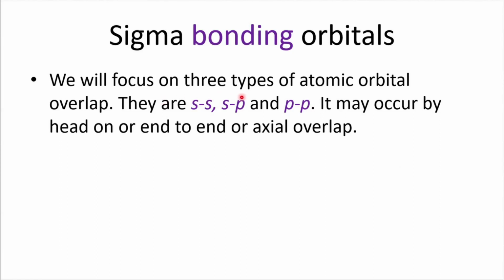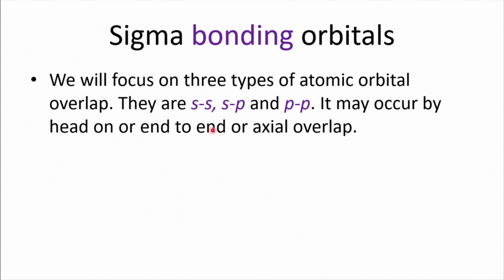We will focus on three types of atomic orbital overlap. They are SS overlap, SP overlap and PP overlap. When we study the overlap of SS, SP and PP orbitals, basically in organic chemistry, especially when we study carbon, carbon has only S and P orbitals.